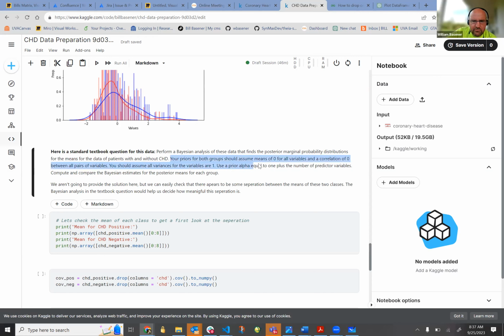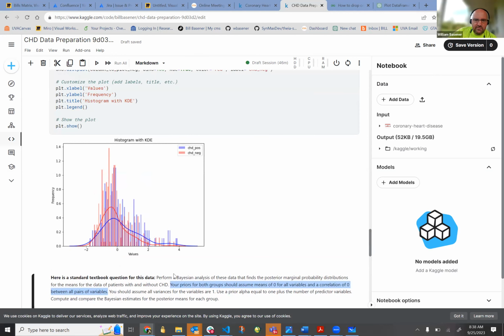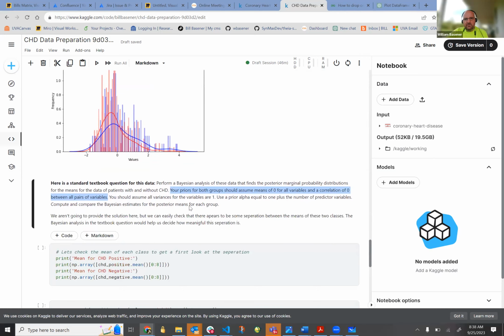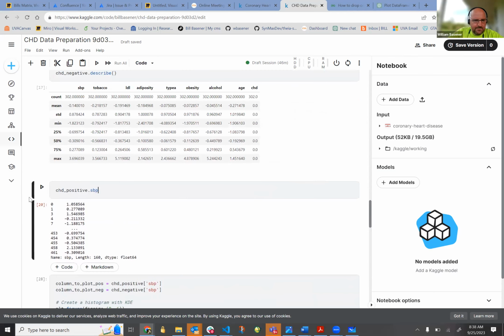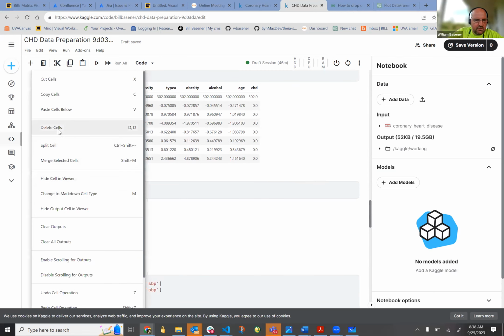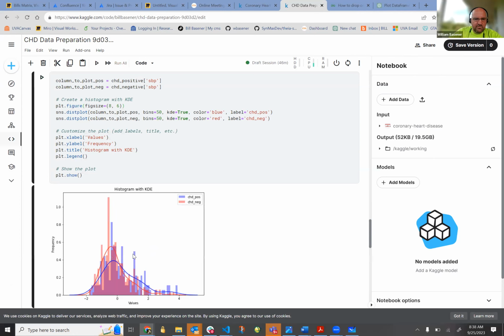Your priors for both groups should assume means of 0 for all variables and a correlation of 0 between all variables. So I copied this from the assignment. I assumed somebody already, because I already have the standard scaling above, that the standard scaling's been done. And actually now I kind of like this piece here, and maybe I'll clean it up. I'm going to add this and save it as part of the notebook, because I kind of like this little piece. It shows.